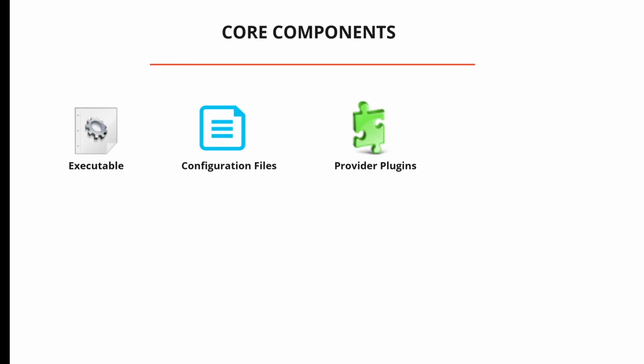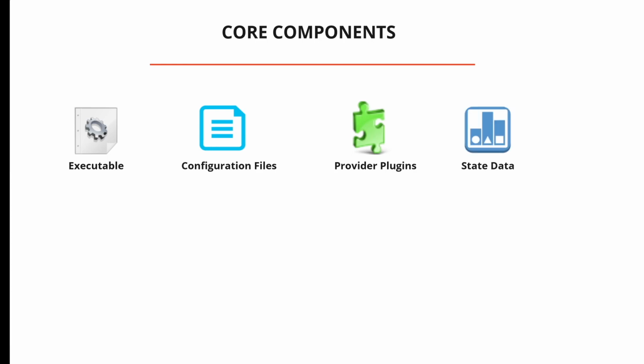Another important core component is its provider plugin. These are executables that are invoked by Terraform to interact with the service's API. For example, AWS would be considered a provider, and if Terraform wants to talk to AWS and provision resources, it utilizes the provider plugin to do so. Most common plugins are hosted in the public Terraform registry at registry.terraform.io.